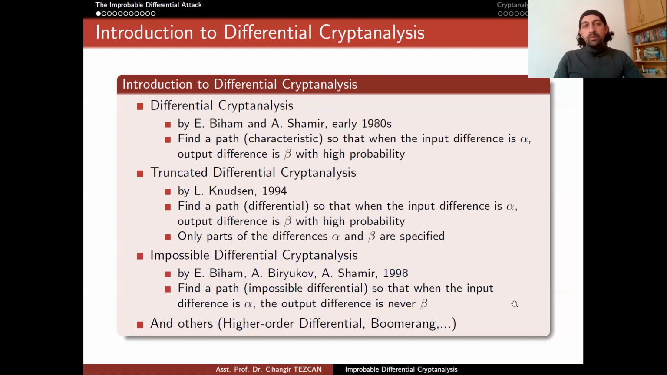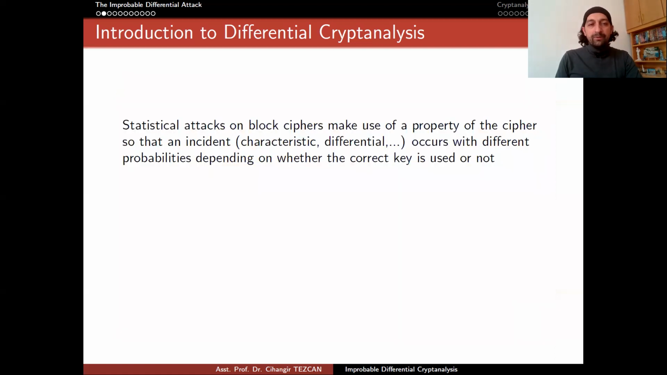There are other differential cryptanalysis variants like higher order differential, boomerang, rectangle attacks, and so on. But we will move on to improbable differential cryptanalysis, which is somewhat related to impossible differential cryptanalysis. So let's see the idea behind it. We talked about this before. Statistical attacks on block ciphers make use of a property of the cipher so that an characteristic or differential occurs with different probabilities depending on whether the correct key is used or not.